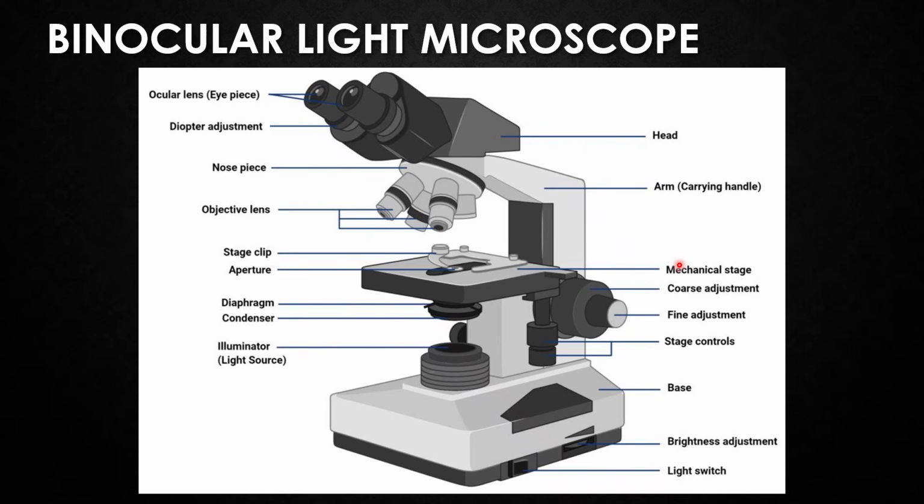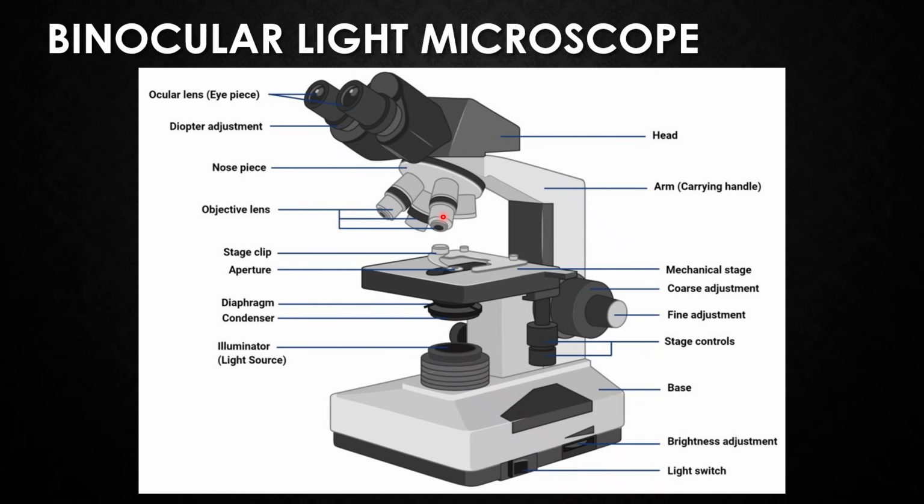Next is the stage or mechanical stage. This portion is the stage or mechanical stage. This is the platform that holds the specimen to be focused. Next, the stage also contains the stage clips. The stage clips are used to hold the slides which are placed on the stage. Next is the stage control. Here, this is the stage control. The stage control is used for the adjustment of the stage clips towards the left and right or front and back position.